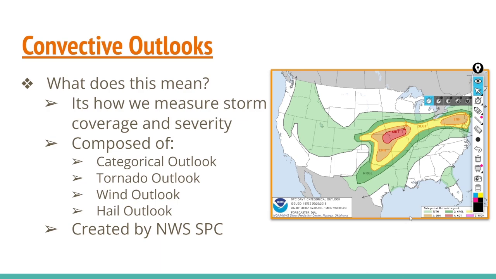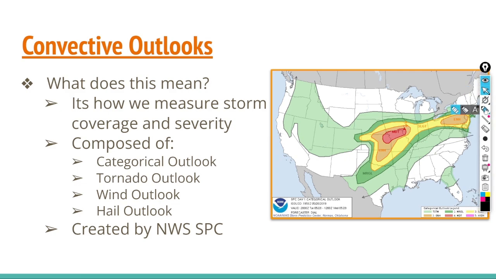The issue with the convective outlooks is that coverage is greater than intensity for the most part. Other than the significant, which we'll talk a little bit more about later, the black hatched area, that's the only thing that shows intensity. Rather than that, it's mainly based on coverage.